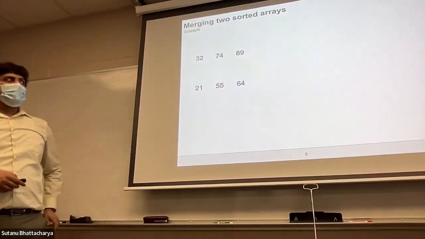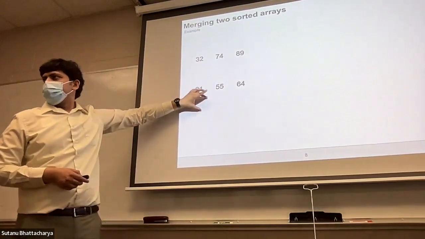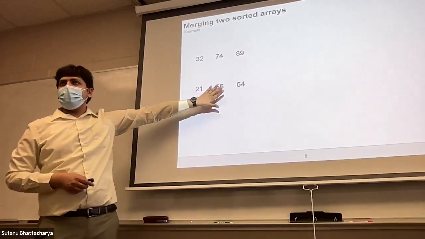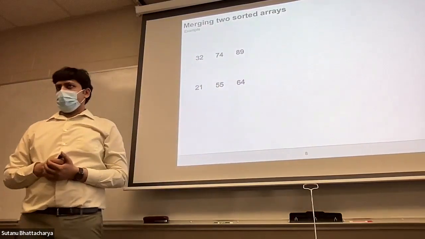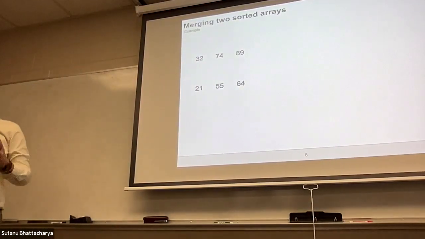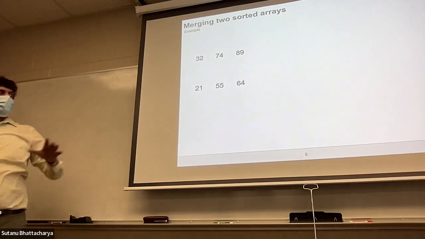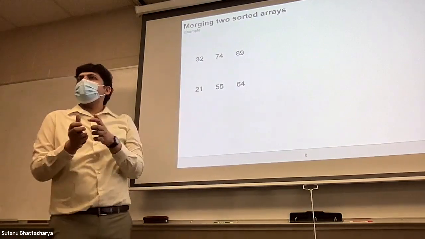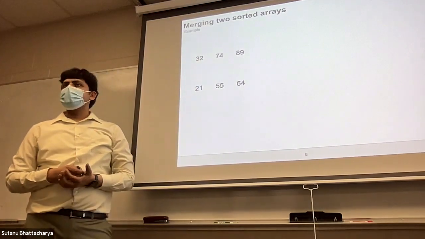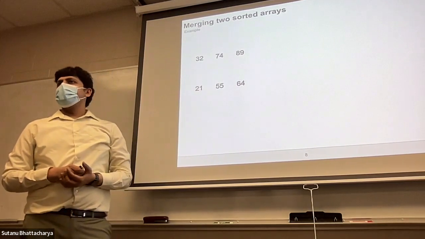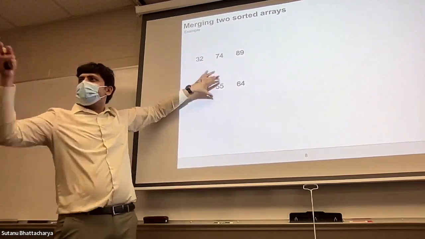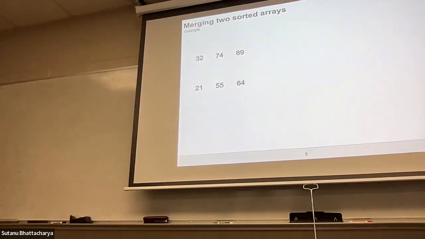So let's assume this is array A, this is array B. You need to merge them into a single array. This is also a programming question that they might ask you in a job interview. Suppose there are two sorted arrays. You need to merge them into a single sorted array. How can we do that? Forget about programming. Just think of this example. This is a sorted array, this is a sorted array. What would be the first step?